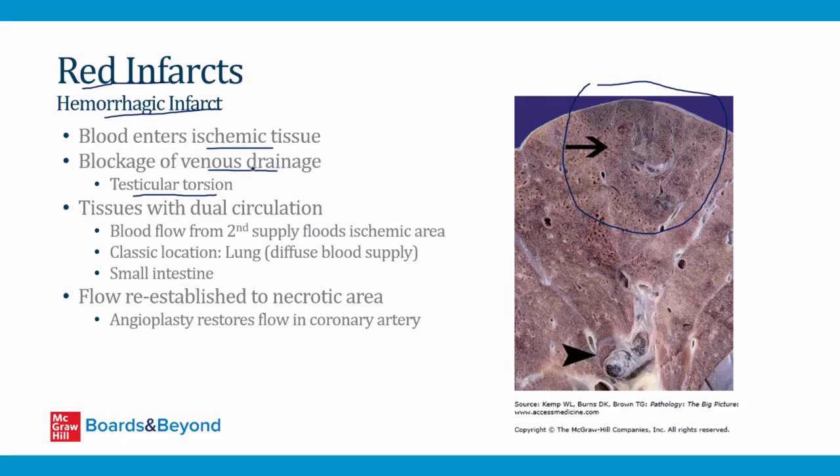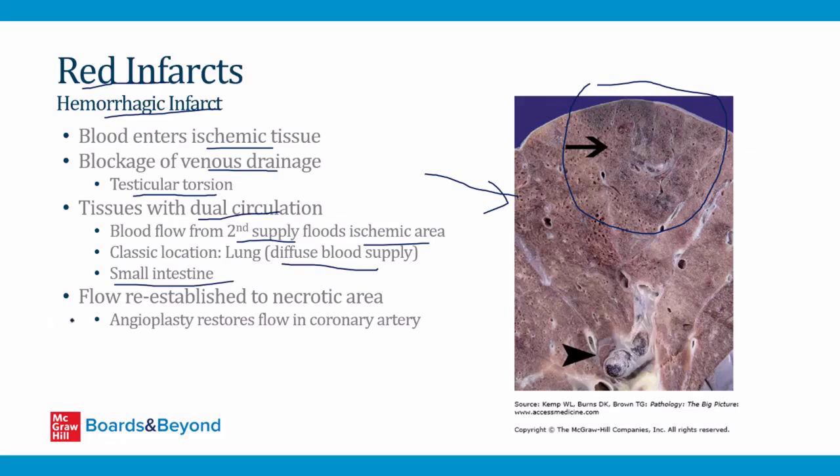The other place where you can get red infarcts are in tissues with a dual blood supply. So blood flow from the second supply floods the ischemic area with blood, turning it red. So the classic example is the lung, like what's shown in this picture here. It has a diffuse blood supply. So if you have a lung infarction, that can lead to red infarcts. You can also often see this in the small intestine, which I talk about in the GI section, but many areas of the small intestine have a dual blood supply.